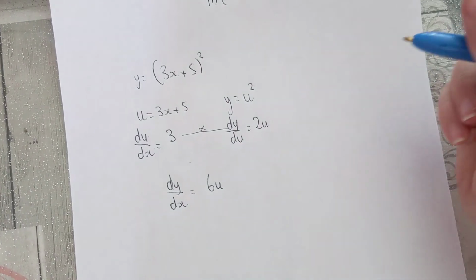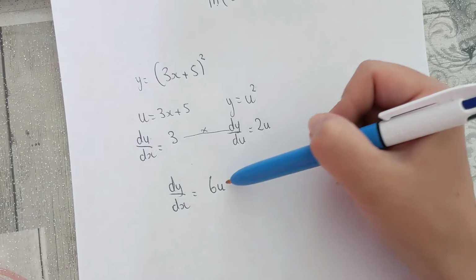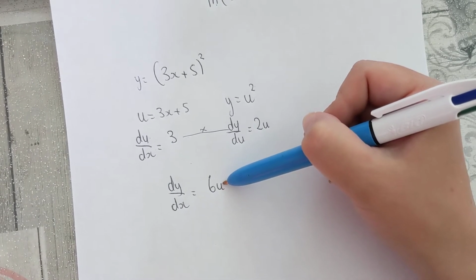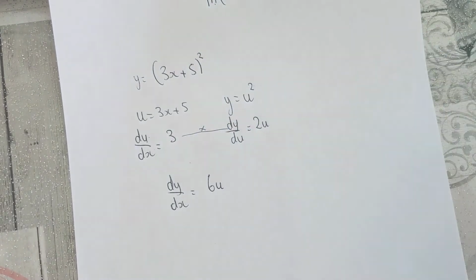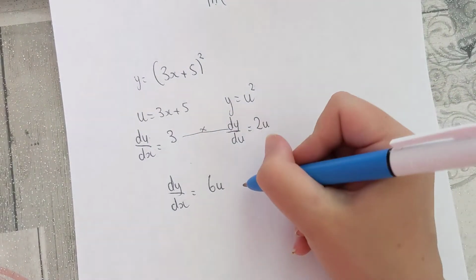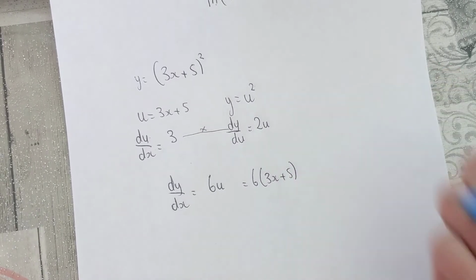And then the only last thing to do is that you want this in terms of x, because it's dy by dx, and this is in terms of u. So you need to replace the u with what we know u is equal to, which is 3x + 5. So it would be 6 bracket 3x + 5.